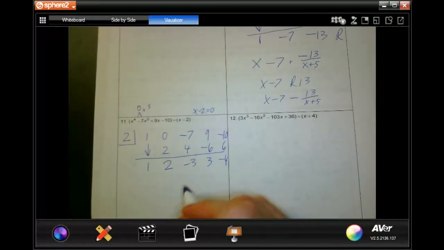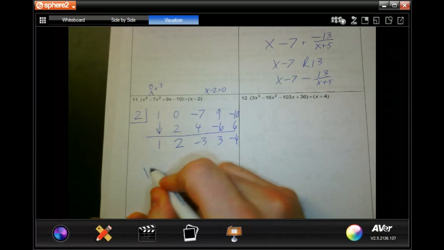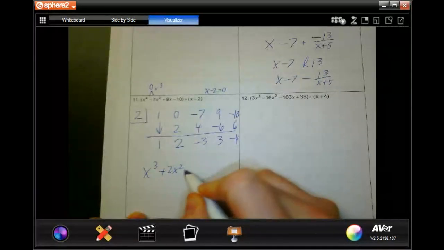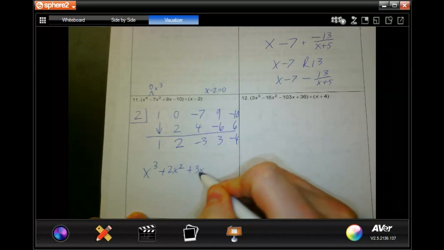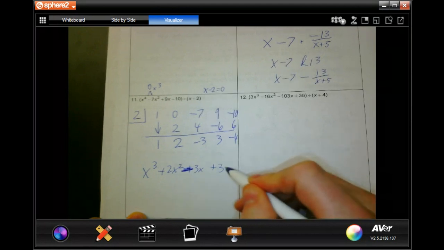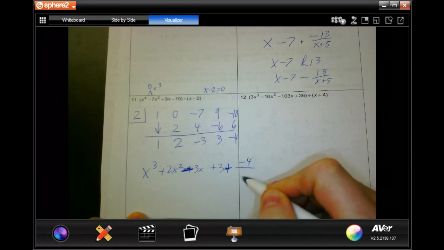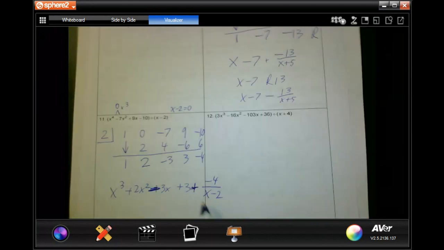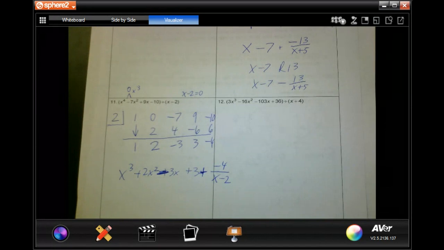Sorry, the answer key is wrong that they had here. So this is going to be x cubed plus 2x squared minus 3x plus 3, with a plus minus 4 over x minus 2. Okay, remember guys, it's not x plus 2, it's x minus 2. There's your remainder.